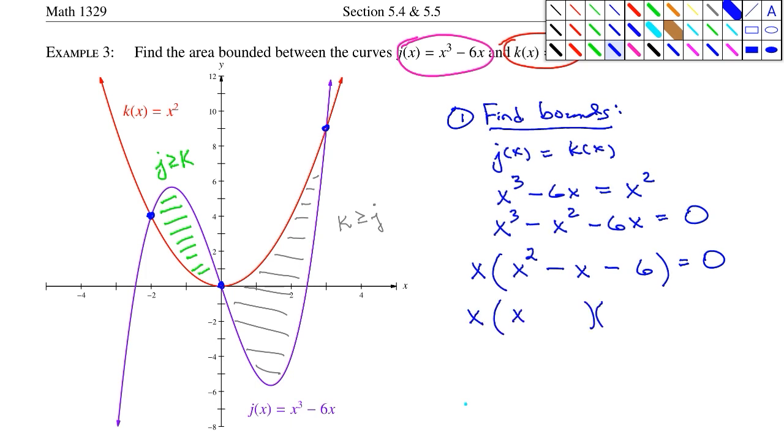We get x and x. We get 3 and 2. Subtract to give me 1, and I want the 3 to be negative and the 2 to be positive. So that gives me x equals 0, x equals -2, and x equals 3. And those are our bounds.